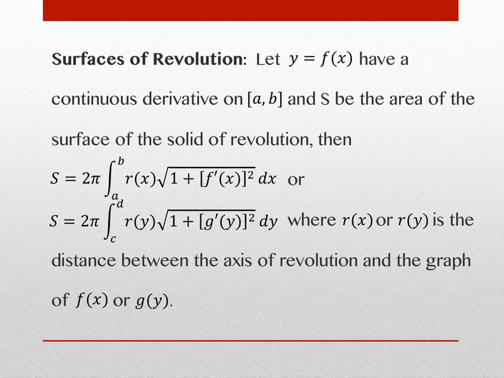That 2 pi is much like what happened when we were doing the solid of revolution. And the same thing for the r of x or r of y. It's the radius, and it gives you a description. r of x or r of y is the distance between the axis of revolution and the graph of the function. It's always the distance between the axis of revolution and the graph of the function. It's the radius of our spinning object, okay? So we're going to be drawing a representative rectangle to identify that radius as we work our way through.